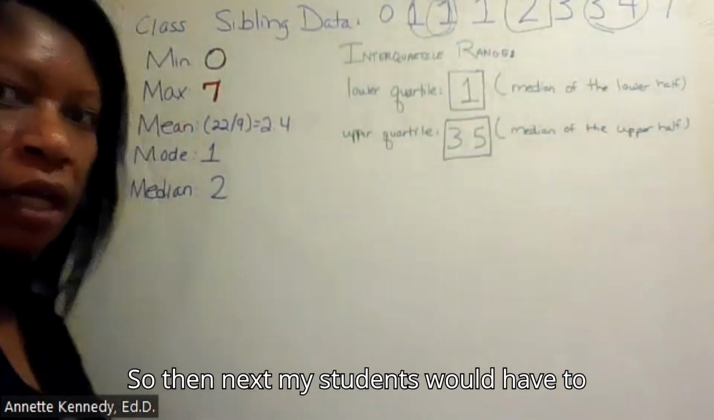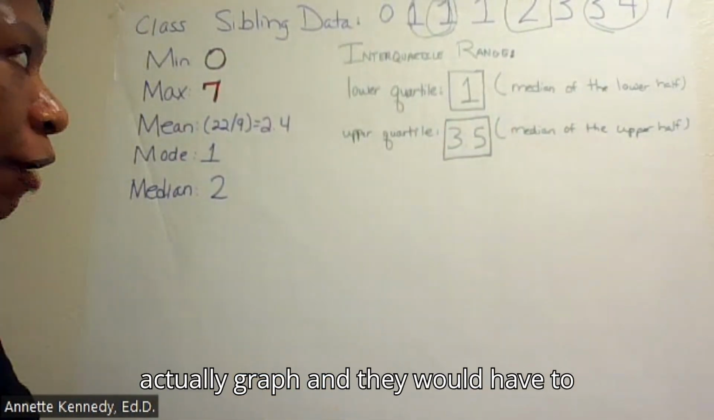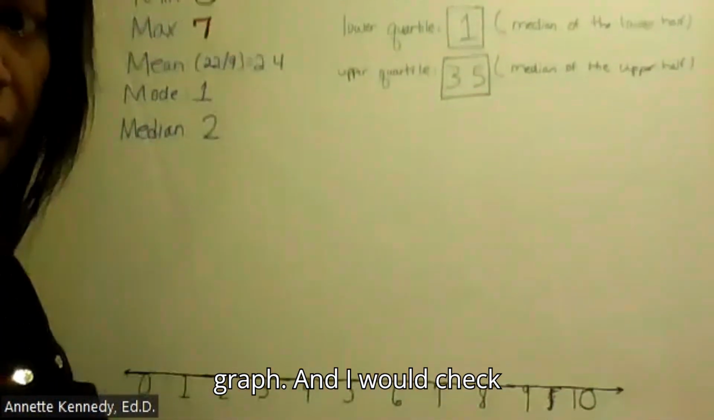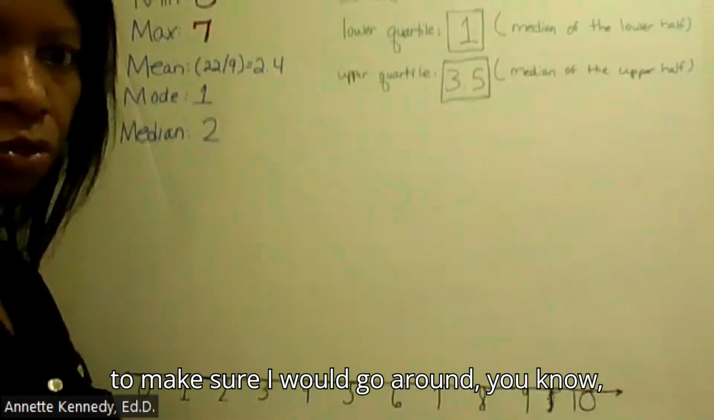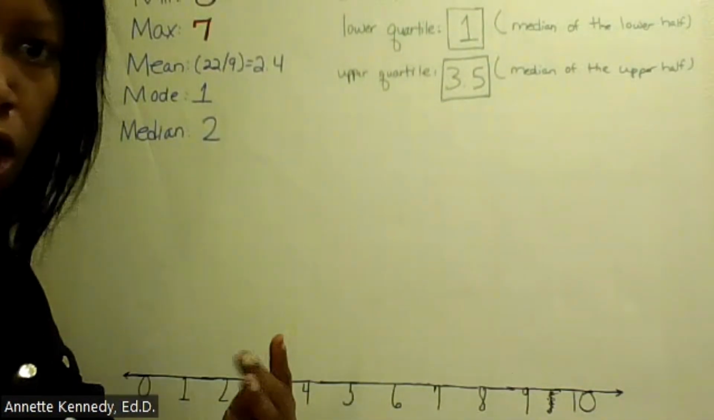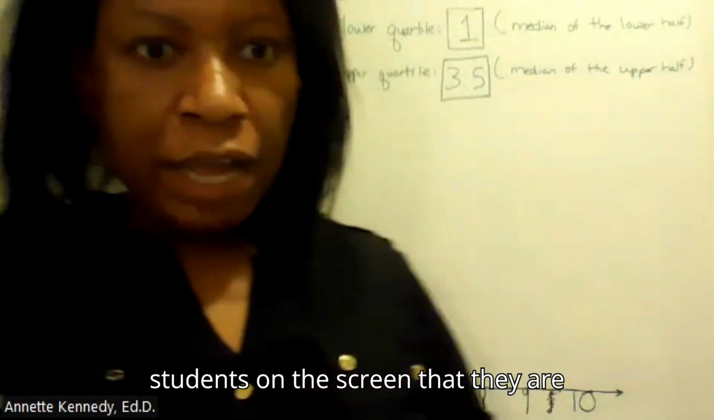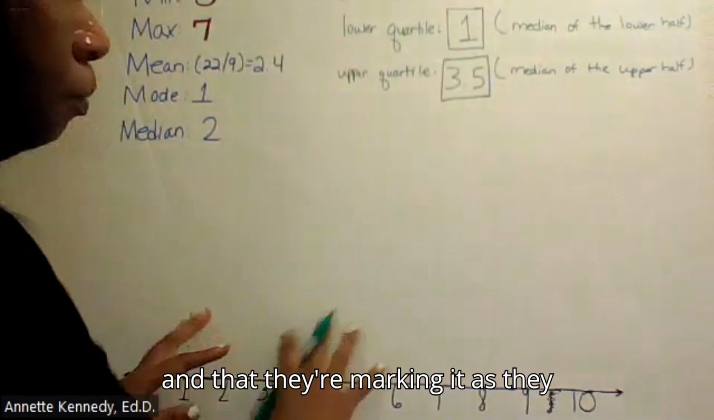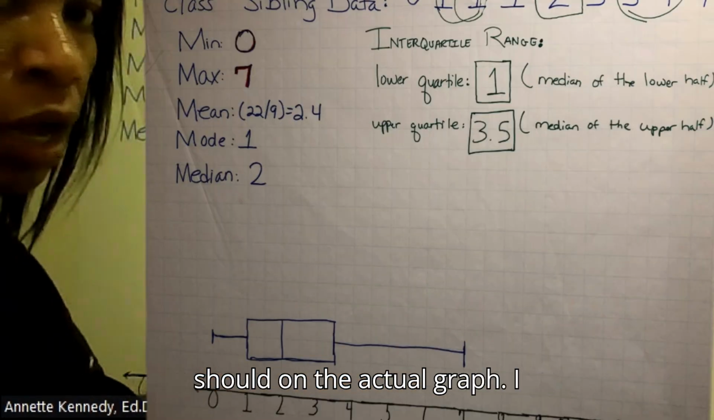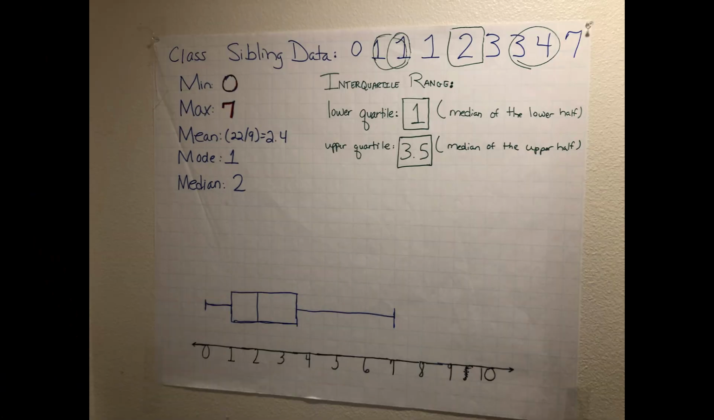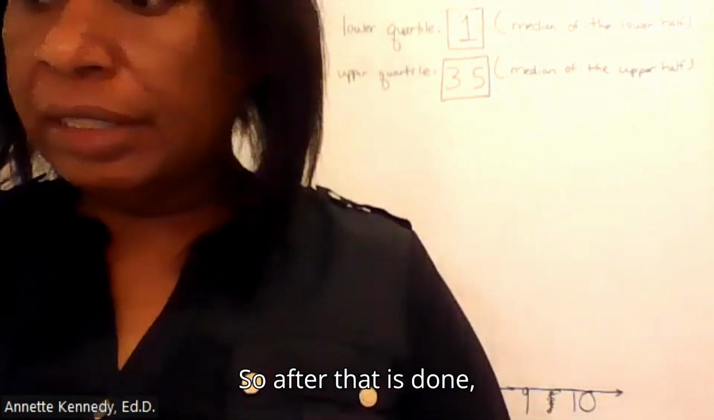Okay. So then next, my students would have to actually graph, and they would have to show me a representation of this on the graph. And I would check to make sure. I would go around, check and make sure I'm looking at all students on the screen, that they are actually completing the task, and that they're marking it as they should on the actual graph. I would make sure that is correct.